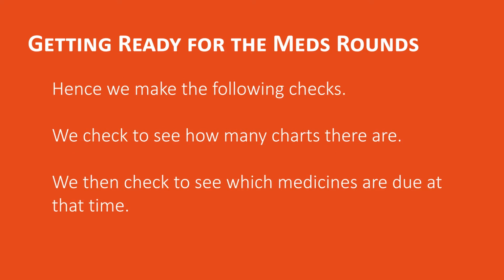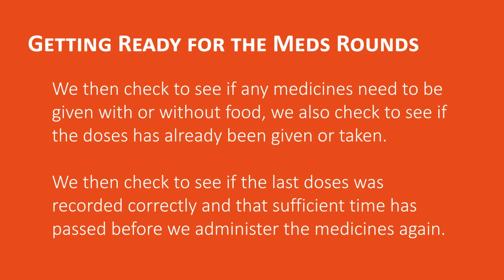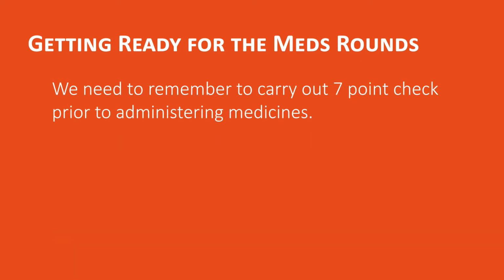We check to see how many charts there are. We then check to see which medicines are due at that time. We then check to see if any medicines need to be given with or without food. We also check to see if the dose has already been given or taken. We then check to see if the last dose was recorded correctly and that sufficient time has passed before we administer the medication again. We need to remember to carry out the 7-point check prior to administering medicines.